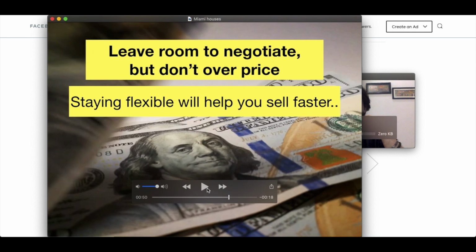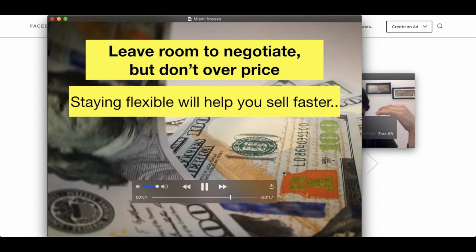Okay, and then everyone wants to sell for a higher price, so we also don't want to lose them, we don't want to discourage them so much. So we say, okay, you can leave room to negotiate, but don't overprice. Staying flexible will help you sell faster.